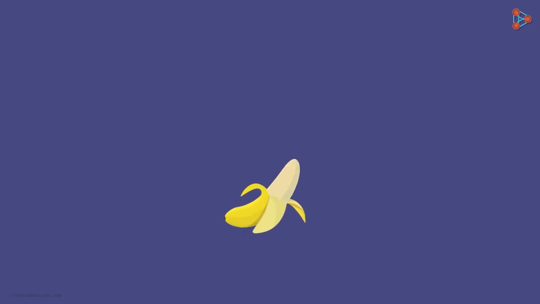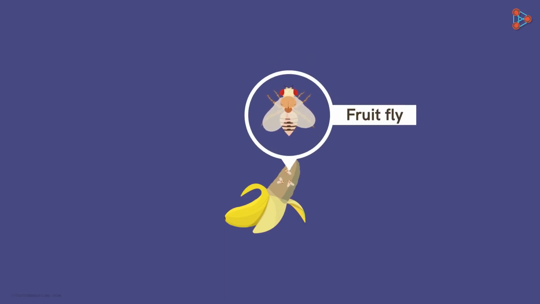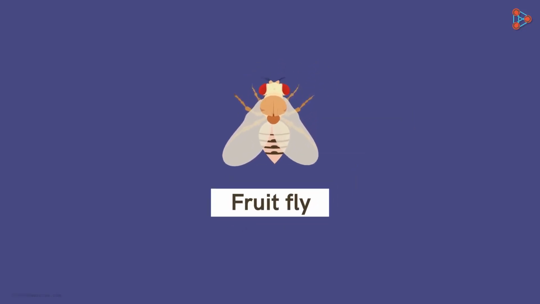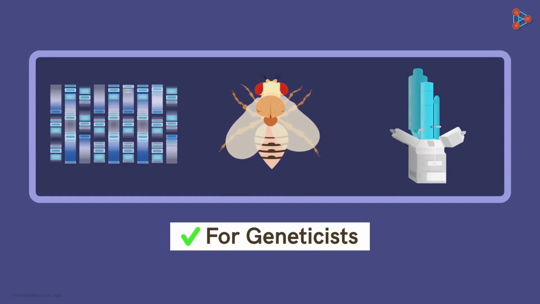What happens when you keep a peeled banana out in the open? The banana gradually deteriorates and we find several tiny creatures hovering over it. These tiny creatures are commonly called fruit flies. They're annoying, right? But did you know that these small wonders are one of the most powerful tools for geneticists?